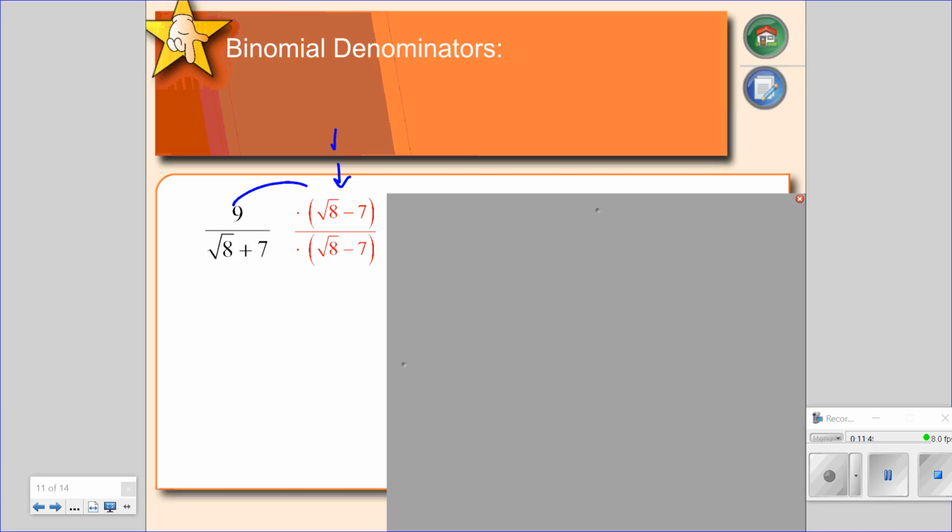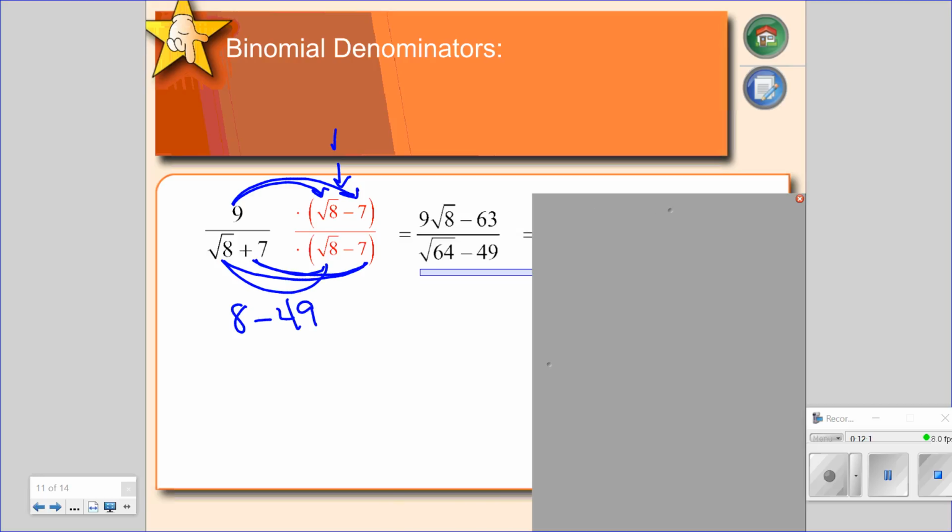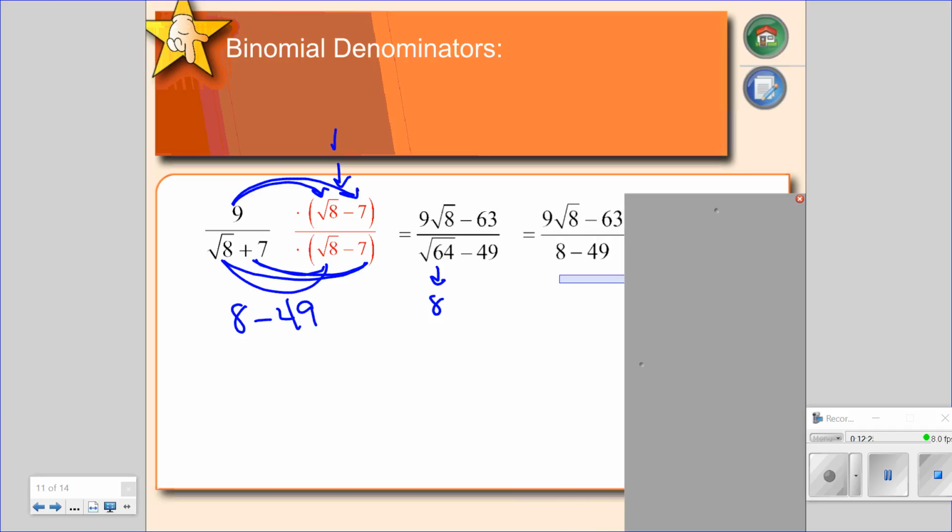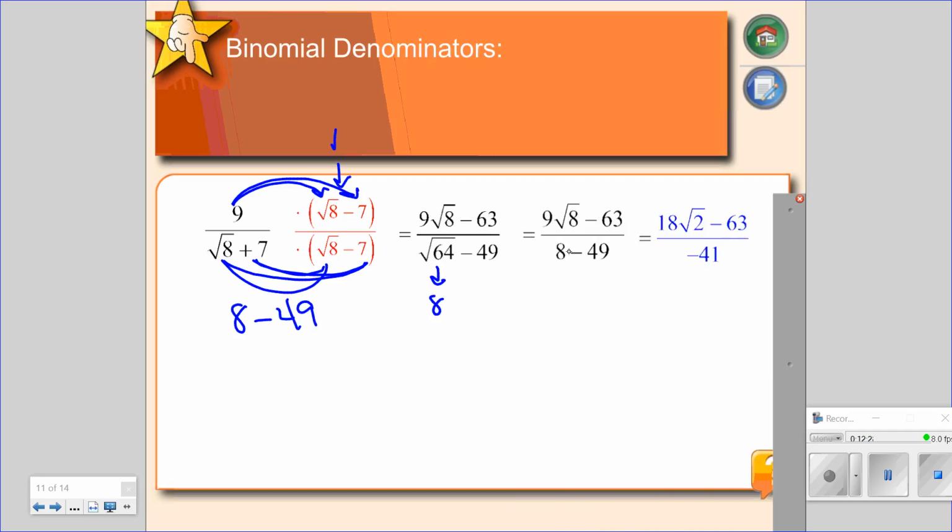From here, 9 multiplies to root 8 and to negative 7. And on the bottom, square root of 8 times square root of 8 is just 8. You can stretch this out the long way to get minus 7 root 8 plus 7 root 8, but those will cancel each other out. And then 7 times negative 7 is negative 49. So another way to look at it is, like I just said, square root of 8 times square root of 8 is 8. And up top, 9 root 8 minus 63. And this is 8 minus 49, which simplifies to negative 41.